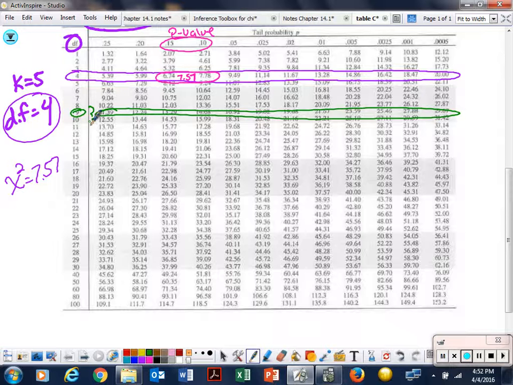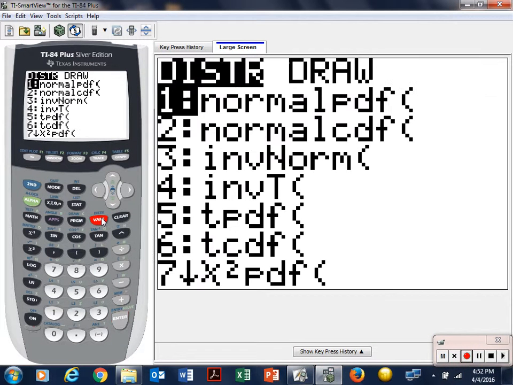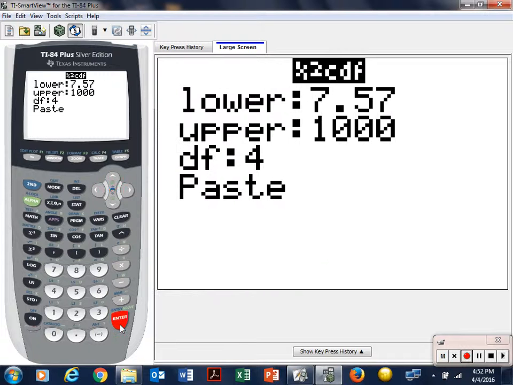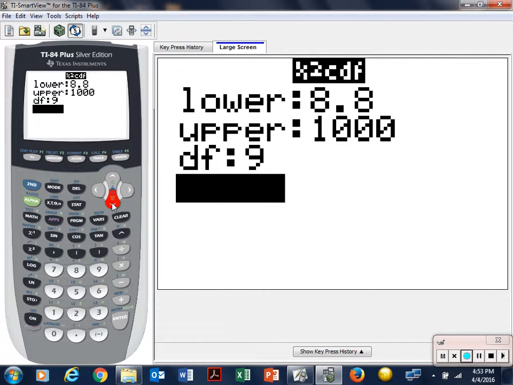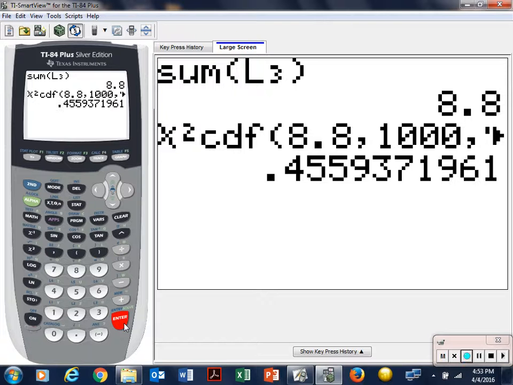Well, let's find out. Let's use our calculator. So, back to our calculator. So remember, go to second bars. Okay, go to the chi-square CDF. Okay, there it is, number 8. The lower bound is 8.8. Upper bound is 1,000. Our degrees of freedom is 9. We're going to paste that in. Boom. Hit enter. Boom. Wow.